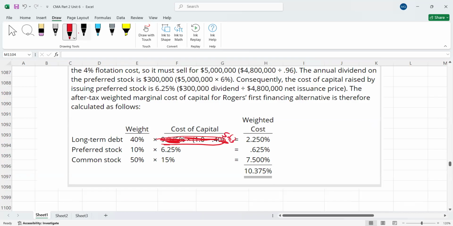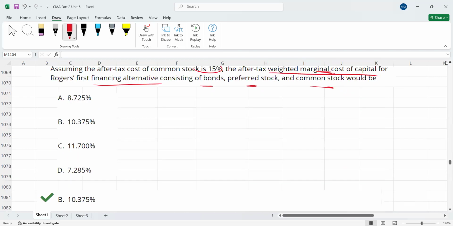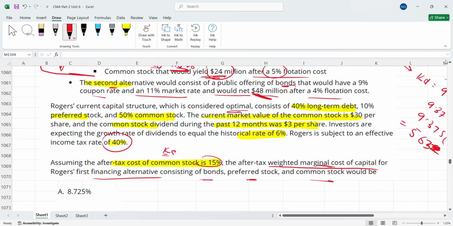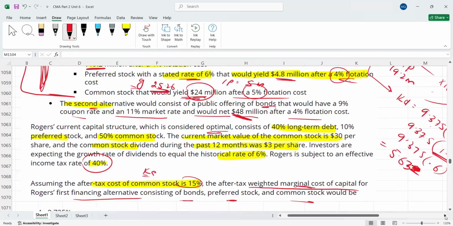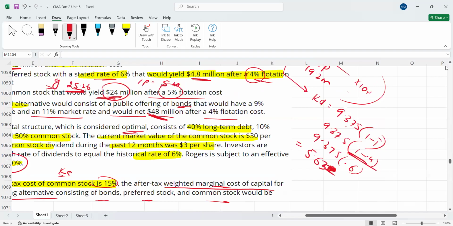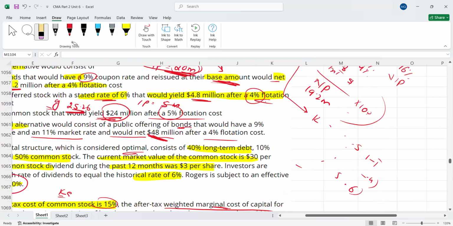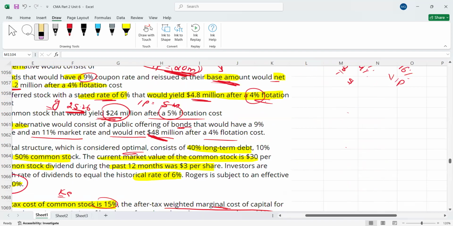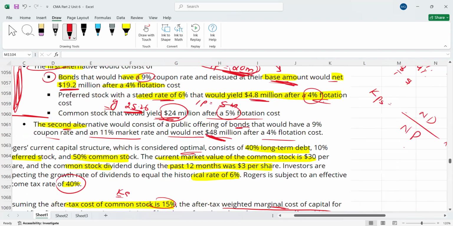Then similarly, you have to calculate the cost of preferred shares. We'll go back. And cost of preferred shares, here we go. How would you calculate it now? For cost of preferred shares, I told you we need the next dividend divided by net proceed times 100. So next dividend. Again, dividend is calculated on the par value. So here is the preferred stock data. The dividend rate is 6%, right?